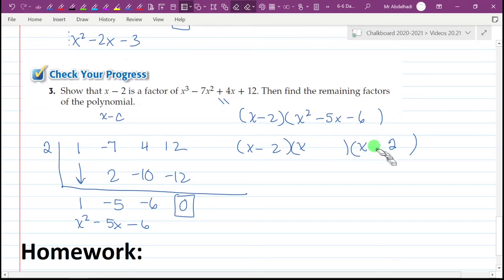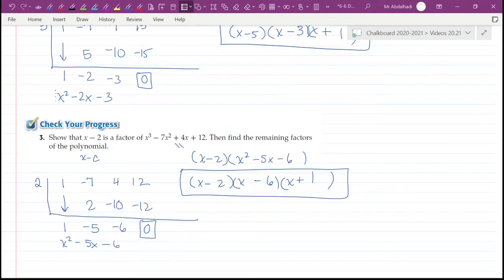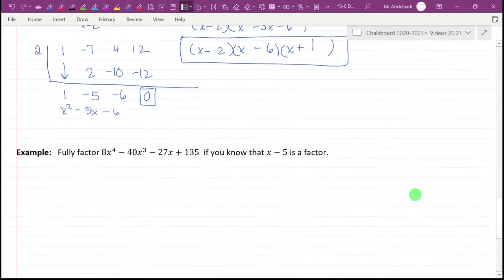6 and 1. Try that. This would have to be negative. That would have to be positive. And yeah, that one works. So this -6 times 1 is -6, and -6 plus 1 is -5. Yeah, there you go. And that's it. There we go. Okay, let's try just one more here.